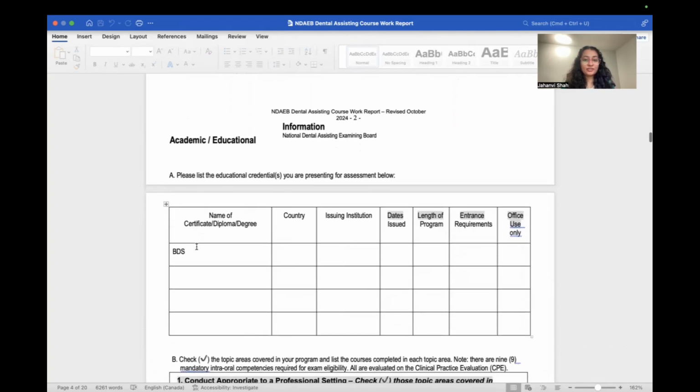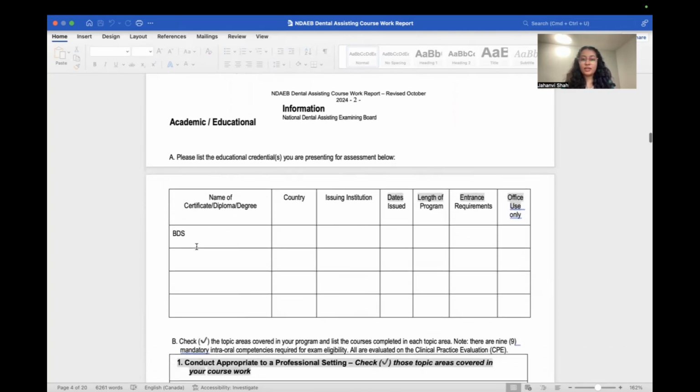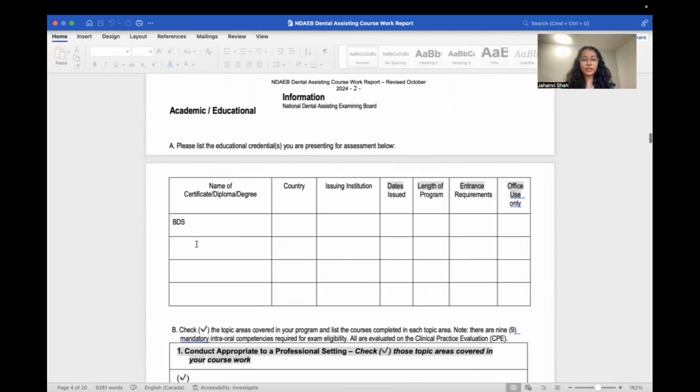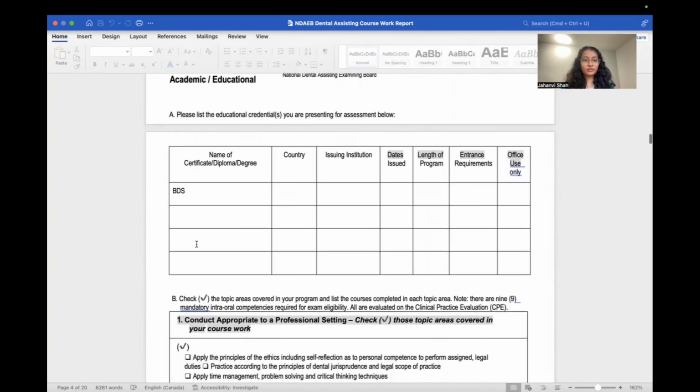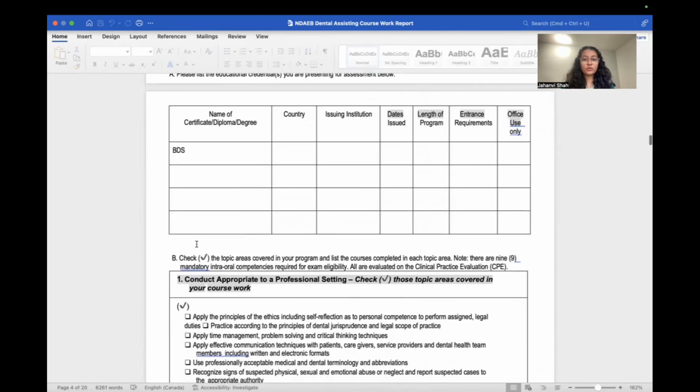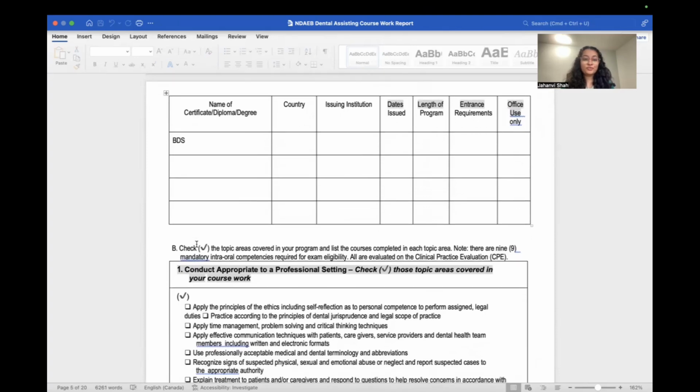Perfect. So let's dive into the report itself. It's quite a long form, but it's easy and it can be done. To begin, the first one is the name of the certificate, diploma, or degree. I did BDS, Bachelor of Dental Surgery, from my home country, India. Then the issuing institution, my university or college name, the date that it was issued, and the length of the program.